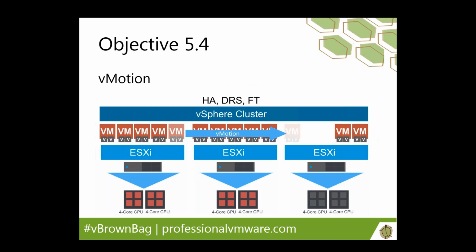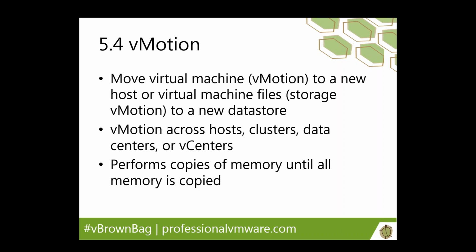So vMotion again is used by DRS, so we need vMotion working in our environment in order to enable DRS to do its thing. We're going to move a virtual machine to a new host, which is standard vMotion, or we can actually move the virtual machine files with the storage vMotion to a new data store. We can also now in vSphere 6 do vMotion across not only hosts, clusters, data centers, and vCenters.